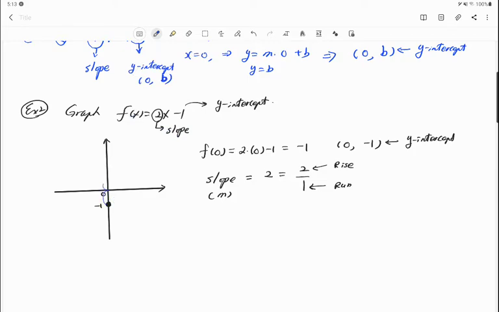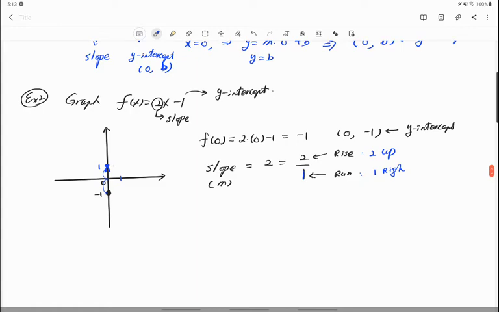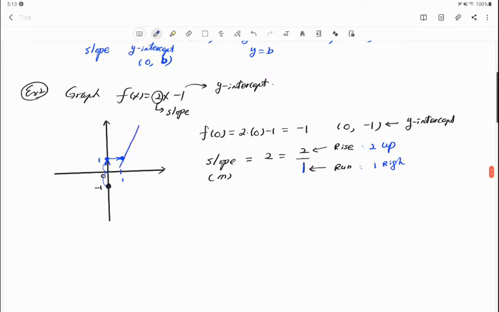So 1, 2 units up, right? And then 1 unit right. So 2 up, 1 right. So the second point should be here, and then connecting these two smoothly is the graph. Can you see it? X, Y. All right, so this is how we can graph it.